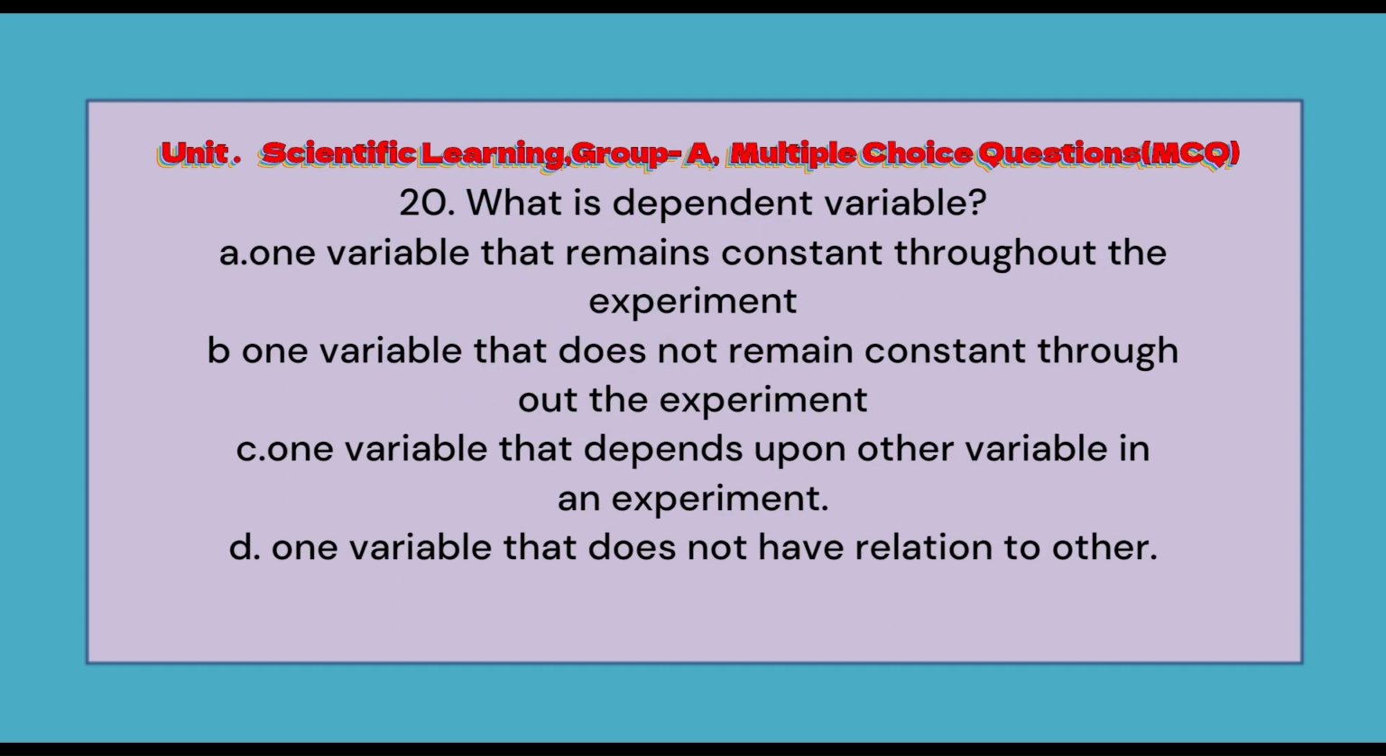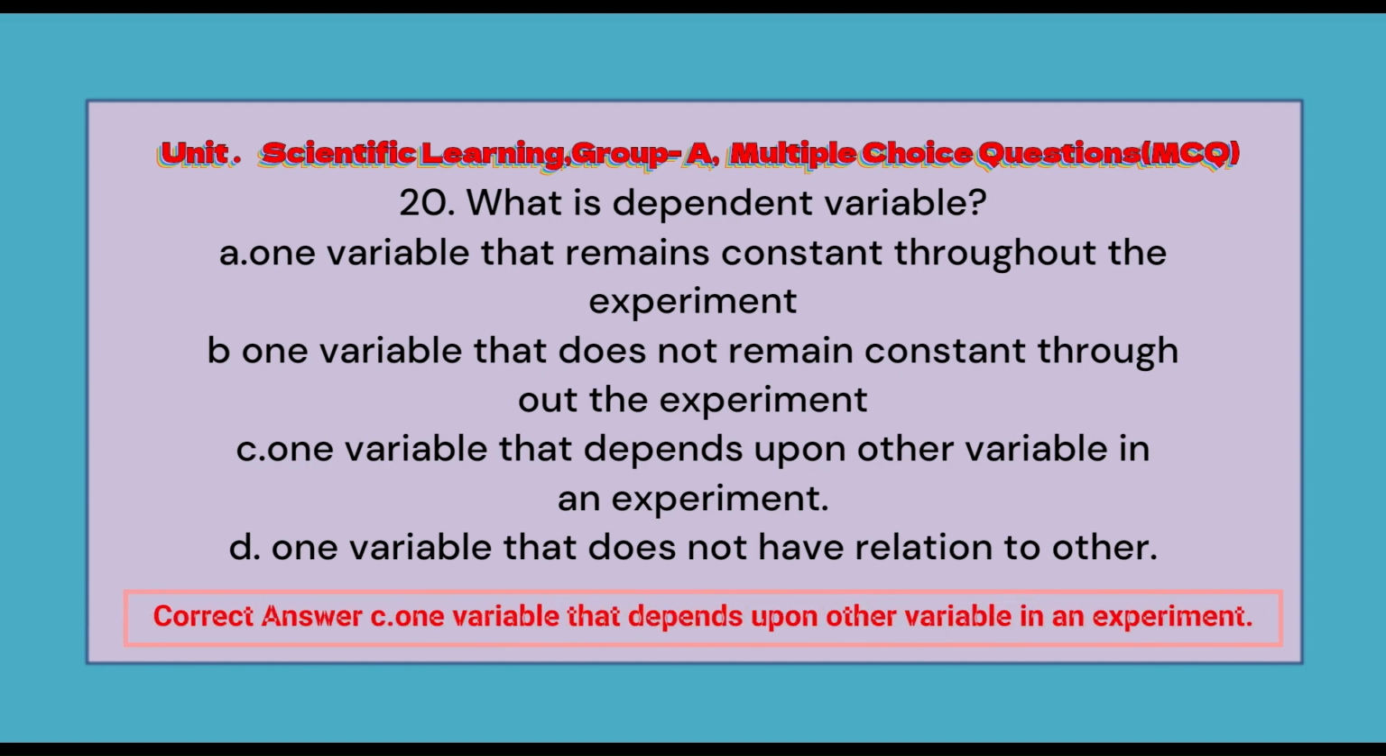20. What is dependent variable? A. One variable that remains constant throughout the experiment. B. One variable that does not remain constant throughout the experiment. C. One variable that depends upon other variable in an experiment. D. One variable that does not have relation to other. Correct answer C.